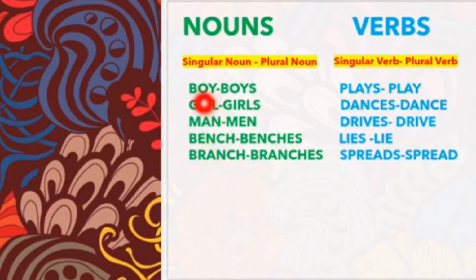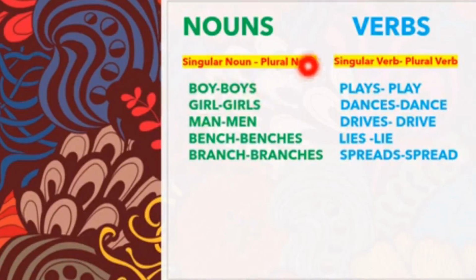Right? So we understood how to make a singular noun into a plural noun, and also we can do vice versa. From a plural noun we can also make a singular noun. If we remove s or es, or change special words like men, it will become a singular noun. So the boy is a singular noun and the boys is a plural noun.